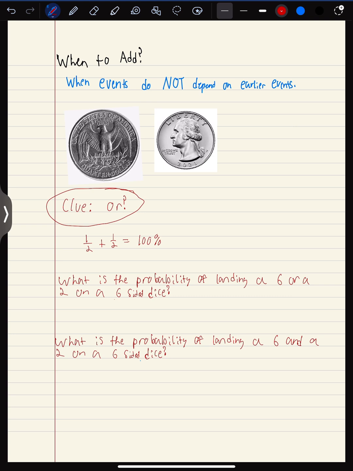But what if it says, what is the probability of landing a 6 or a 2 on a 6-sided dice? Well, that's a little bit more complicated, but it follows the same exact rule. So landing a 6 or a 2, there's a 1 out of 6 chance of landing a 6 plus a 1 out of 6 chance of landing a 2. So that means we have 2 out of 6 chance reduced down to 1 out of 3. So that is our total chance of landing either a 6 or a 2 on a 6-sided dice. What is the probability of landing a 6 and a 2?